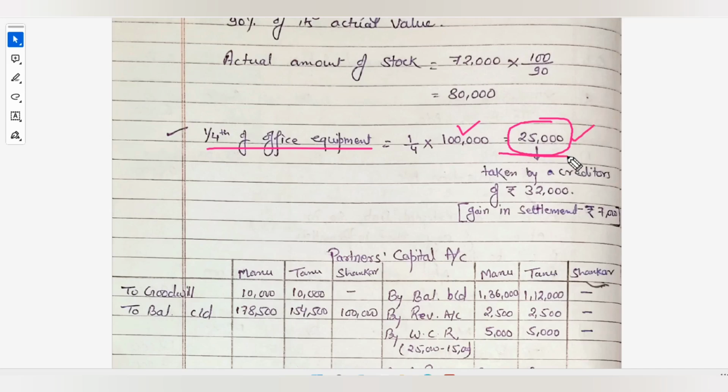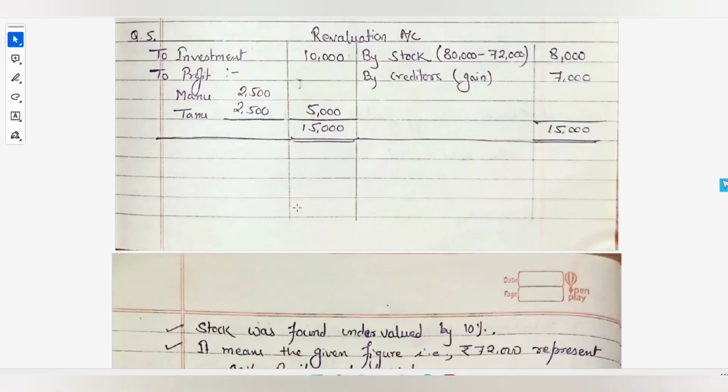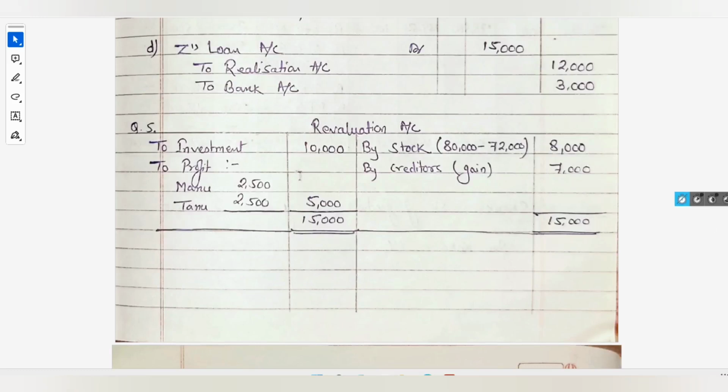So this is the book value of the office equipment which has been given to the creditors. It has been taken by the creditor whose account was rupees 32,000. So it means there was a creditor of 32,000 who has agreed to take over an asset equal to 25,000. That means there is a gain of rupees 7,000 to the business because of the settlement with a lesser amount of the assets. So the gain on the settlement will be transferred to the credit side of the revaluation account. That is why it is written here by creditors, that is gain by rupees 7,000.